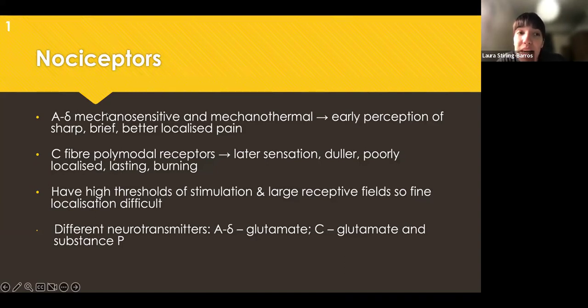Importantly, compared to the mechanoreceptors and proprioceptors, nociceptors have much higher thresholds and a large receptive field. Because the main thing for them is that they want to sense, is there pain? And there's not so much worry about, for example, distinguishing between two different dots, like with touch. And for this one, for A delta, you have glutamate, whereas for the C fibers, usually it's glutamate and substance P. And this is one of the answers, perhaps, from the warm-up quiz.